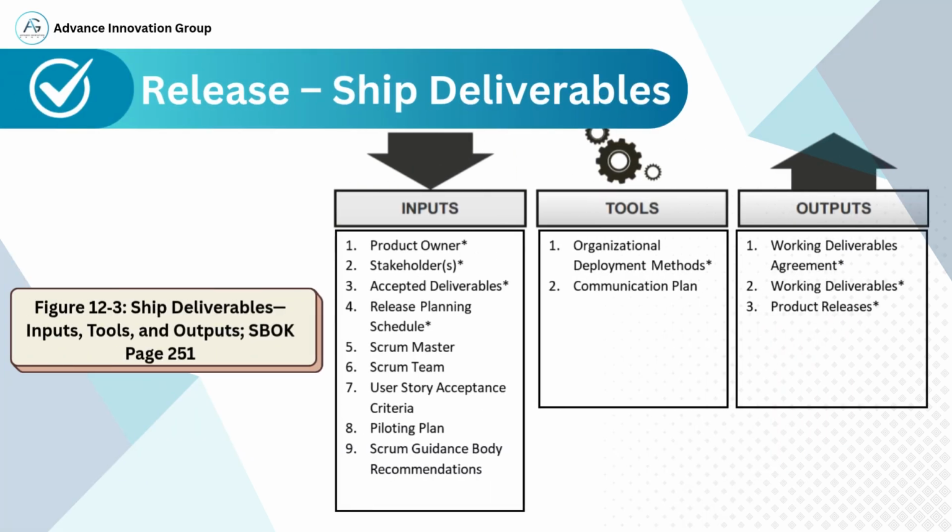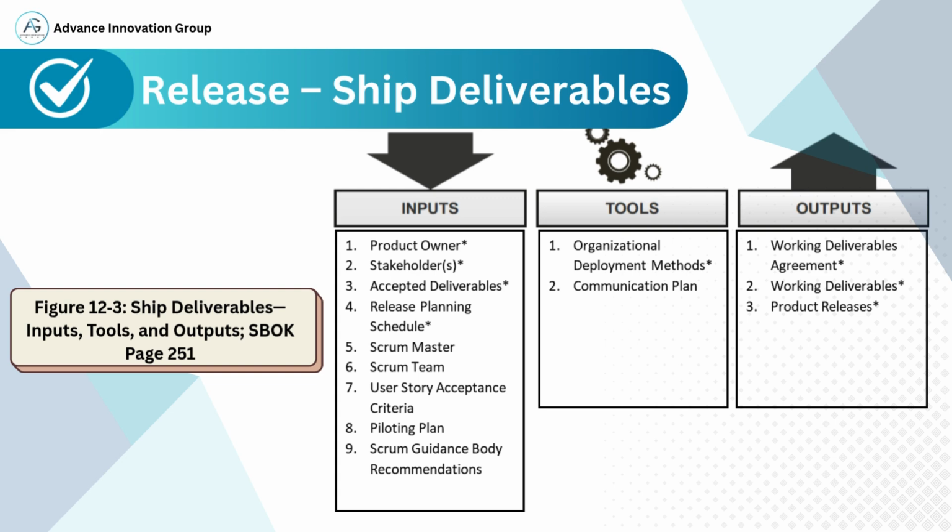This slide focuses on the final process in the Scrum release phase, which is called Ship Deliverables. It is a critical step that ensures the customer receives a fully functional, tested product or increment. The emphasis is on transitioning from development to delivery in a structured and professional manner.